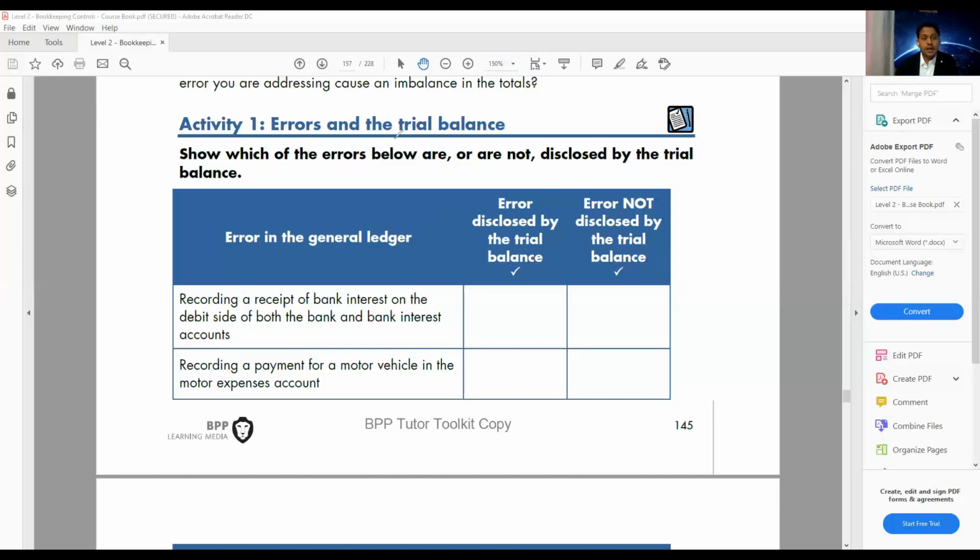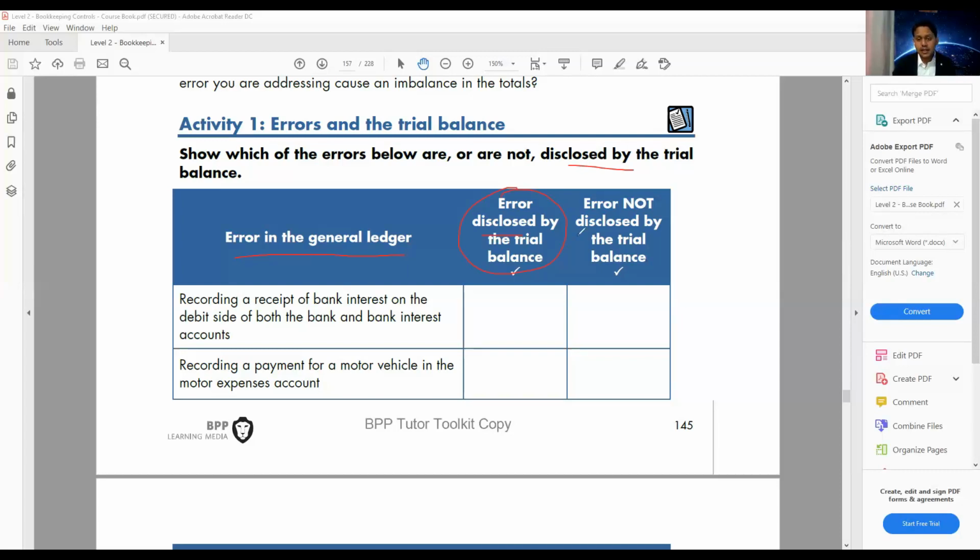Activity 1, error and the trial balance. It says show which of the errors below are and are not disclosed by the trial balance. So, errors in the general ledger. The first one: is this error disclosed by the trial balance? Error disclosed means the trial balance will not be balanced, so the error will be found out.